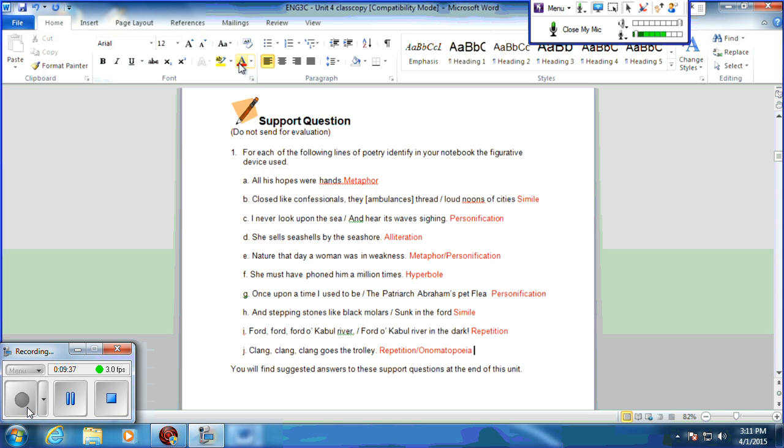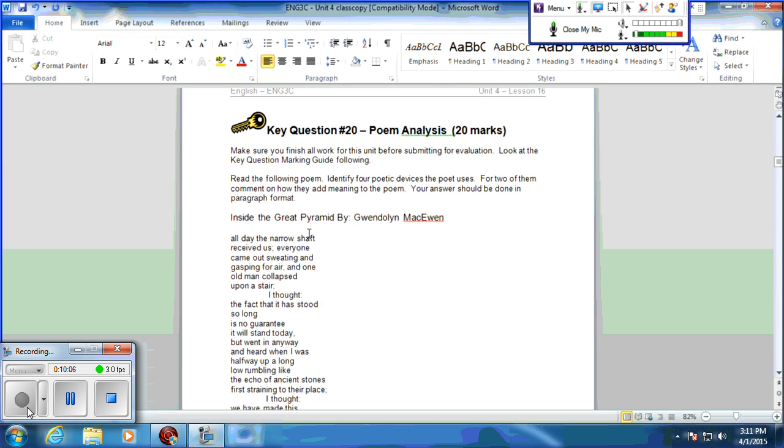Now you can find all those suggested answers back on page 40 at the very end of unit number 4. If you do have any questions with those, be sure to let me know, and I will answer them. And I can always work through some of the answers with you again if you're not sure how it got to that answer. But we're going to quickly look at key question 20 before we get started on lesson 17.